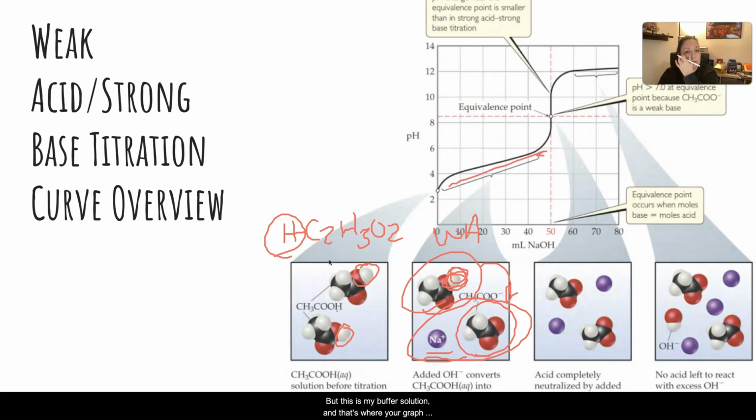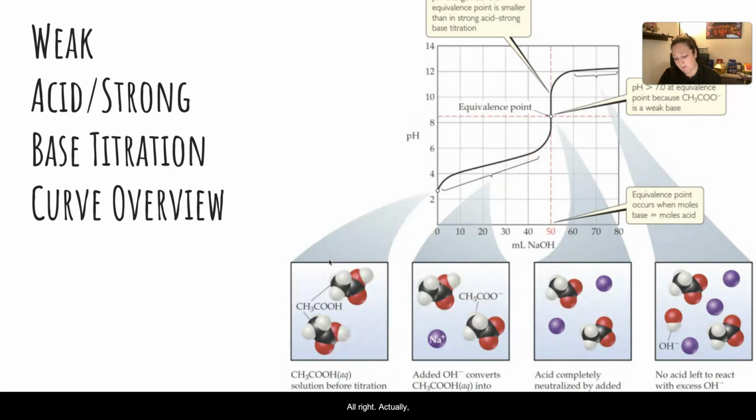That's where your graph starts to level out, calm down just a little bit. Crazy pH, calm down. Okay? The buffer calmed it down. Keep it straight. This is tough. I know it.